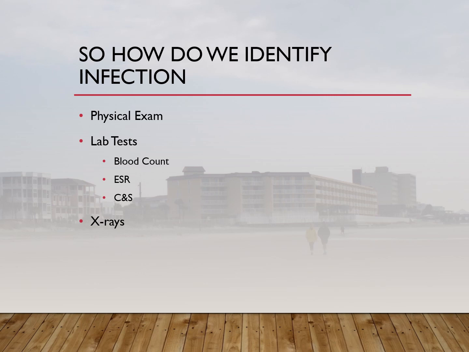There's some subtle differences that we'll learn as we go along. C&S stands for culture and sensitivity. So basically, you take the bacteria, you try to grow it out in the lab, and then you put it into little pools of antibiotics and you see if the bacteria dies. By doing this, we can see which antibiotics work best for a particular infection. X-rays, of course, will show us if somebody has pneumonia. They'll show us if there's signs of infection in the bone, if it's an advanced bone infection. Early infection won't show up.